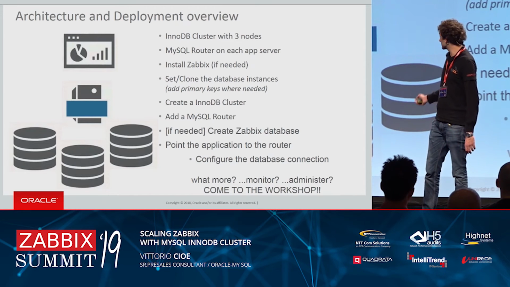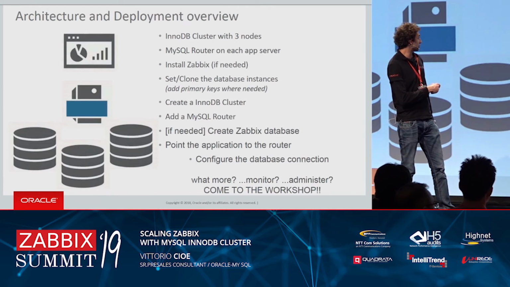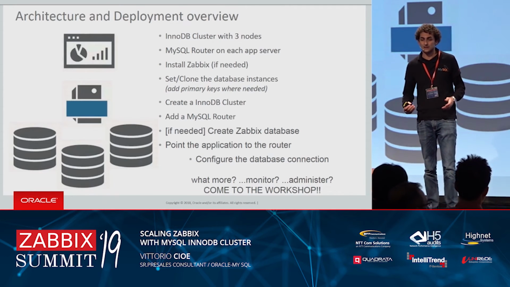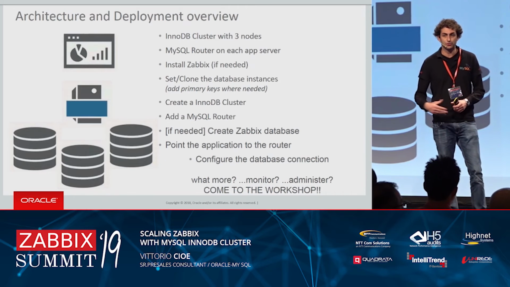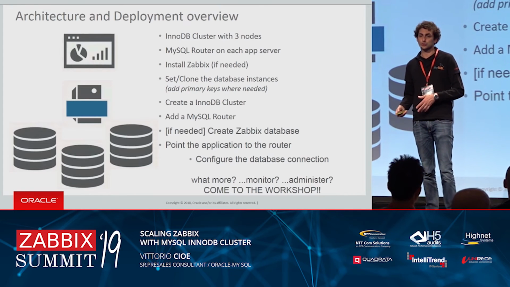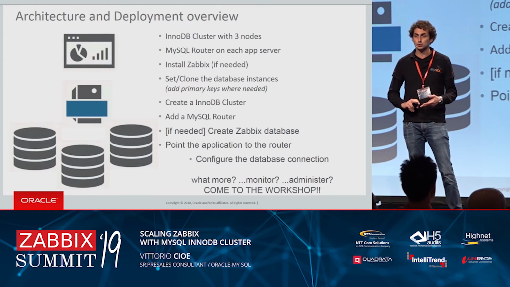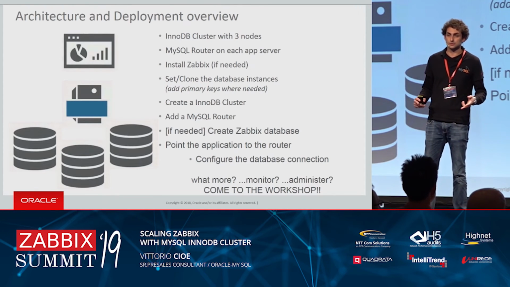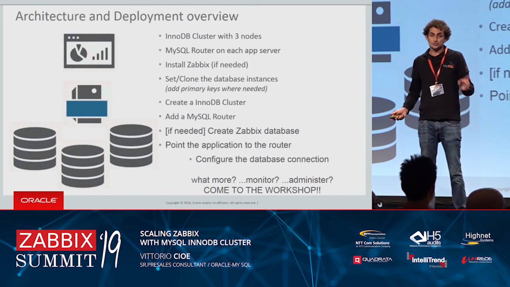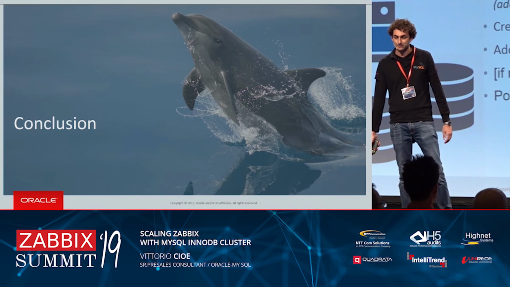Then, InnoDB cluster with 3 nodes. This is a Zabbix deployment with InnoDB cluster. MySQL Router is installed on each app server in Zabbix. Set up or clone the database, then create the InnoDB cluster, point the router, and point the application to the router. Well, what more? Monitoring, administration, how to do it. Well, if you came this morning to the workshop, you have seen what more. If not, there is full-blown documentation which explains it.